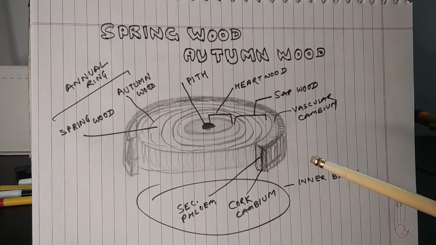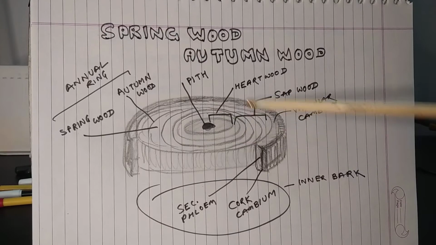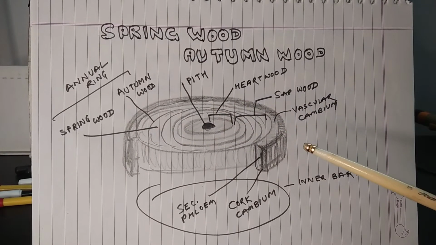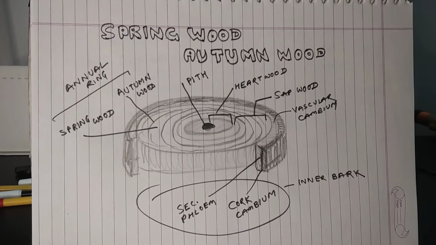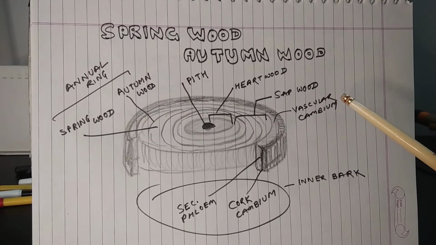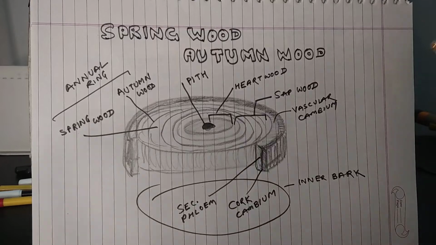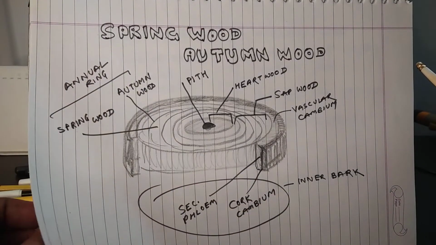Moreover, another point worth noticing here is that the central portion of the mature stem is much darker in color compared to the peripheral portion. This happens because there are two kinds of wood apart from spring wood and autumn wood, and these are called heartwood and sapwood.